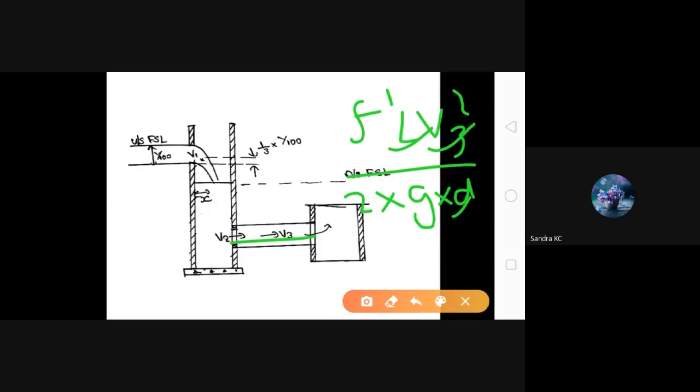Then we need to determine the total head loss. Total head loss means head loss at entry plus head loss due to enlargement plus head loss due to pipe length.